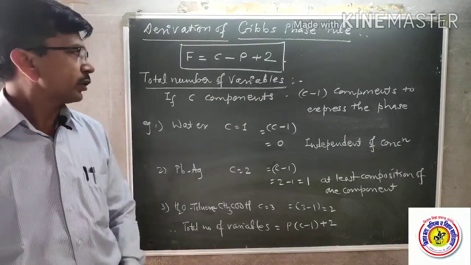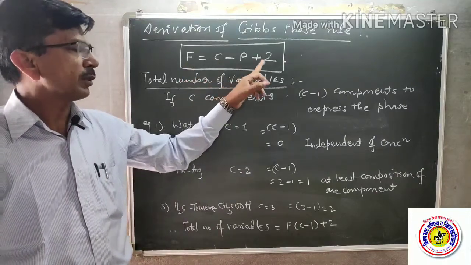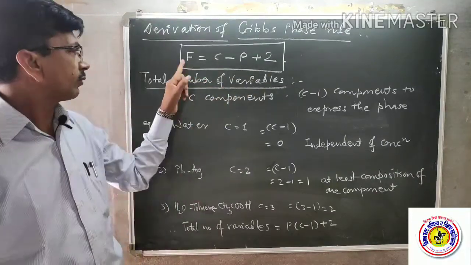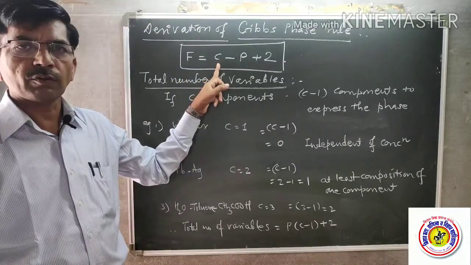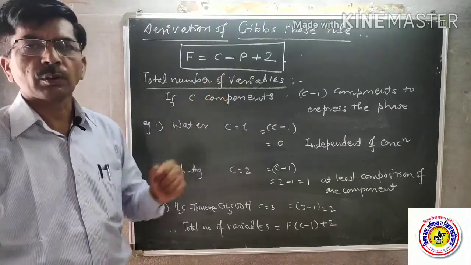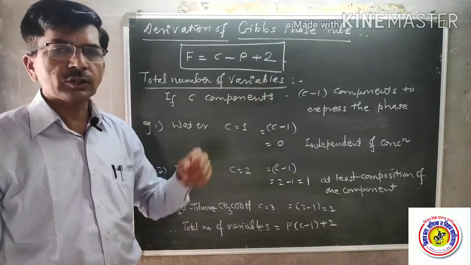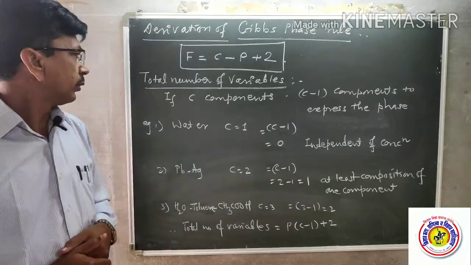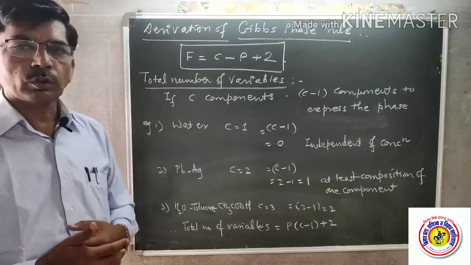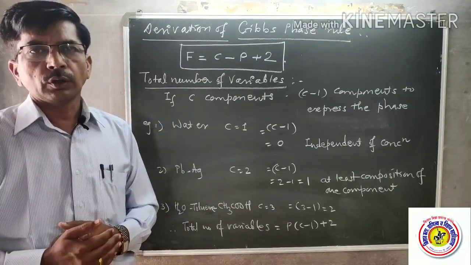The mathematical equation is F is equal to C minus P plus 2, where F stands for the number of degrees of freedom, C stands for the number of components, P stands for the number of phases, while 2 is the constant, one for the temperature and one for the pressure. Now, how to derive this equation?